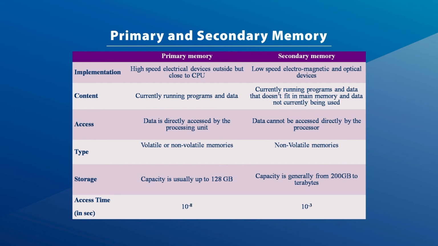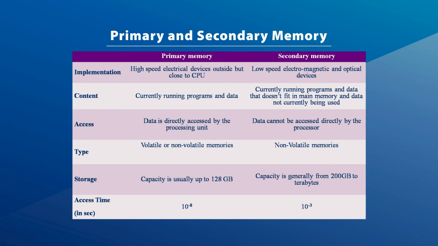Access, obviously the content of the primary memory is directly accessed by the processor. Type, it is volatile. Storage capacity, it is small compared to the secondary storage. Generally a maximum capacity of 128 GB is supported by high-end personal computers, and the capacity of secondary storage is in terms of terabytes, maybe 1 terabyte, 2 terabytes, or 200 GB, 500 GB. You have a very large volume of storage available in secondary.